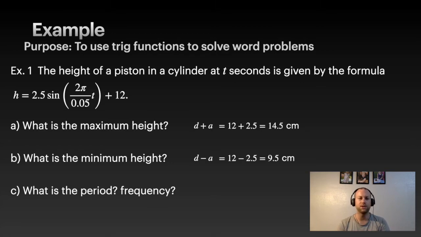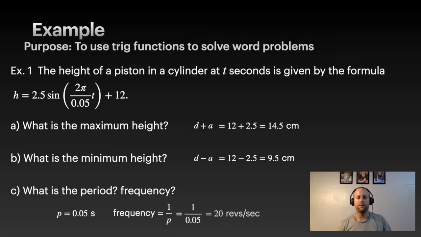Since we know this, it's 2 pi divided by whatever the b value is. Since there's already a 2 pi in there, it's just going to be 0.05. You can plug it in your calculator, try it if you want. Frequency, I don't know if we've talked about frequency before. Frequency is just 1 over the period, which you have already. So you can just plug that in, and it's 20 revolutions per second. Pretty fast for a piston in a cylinder.